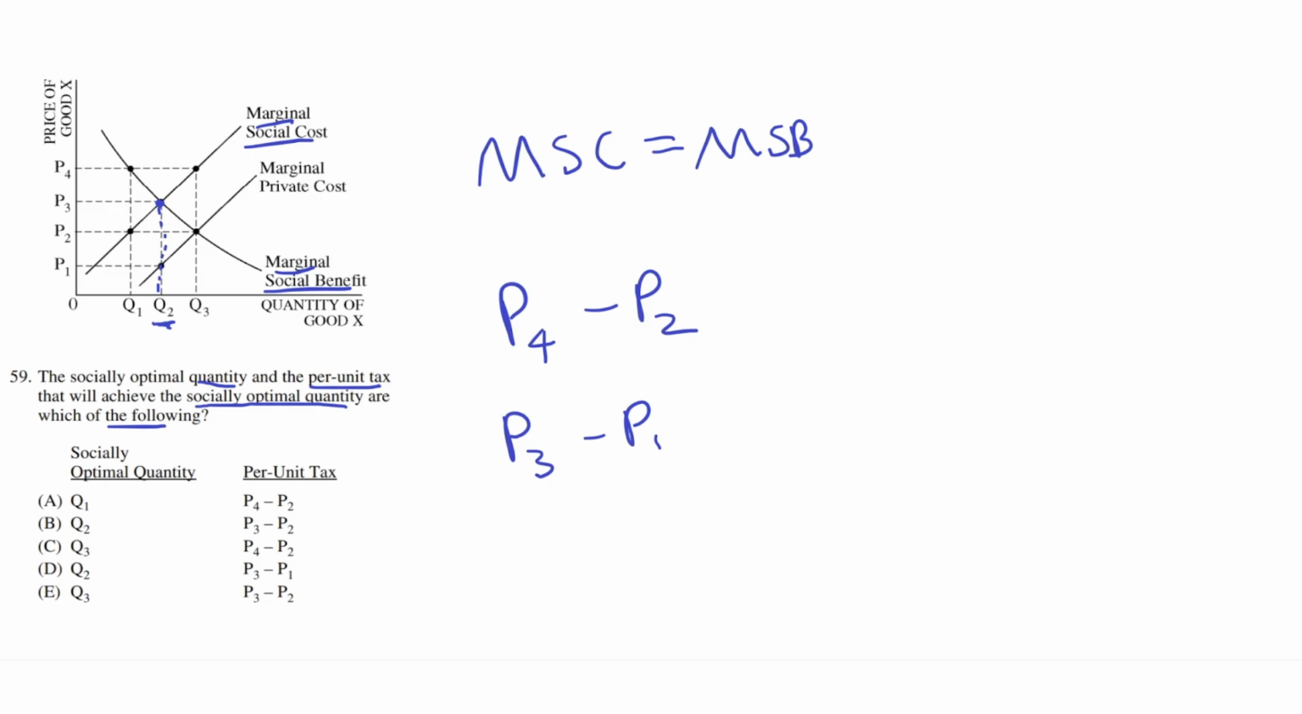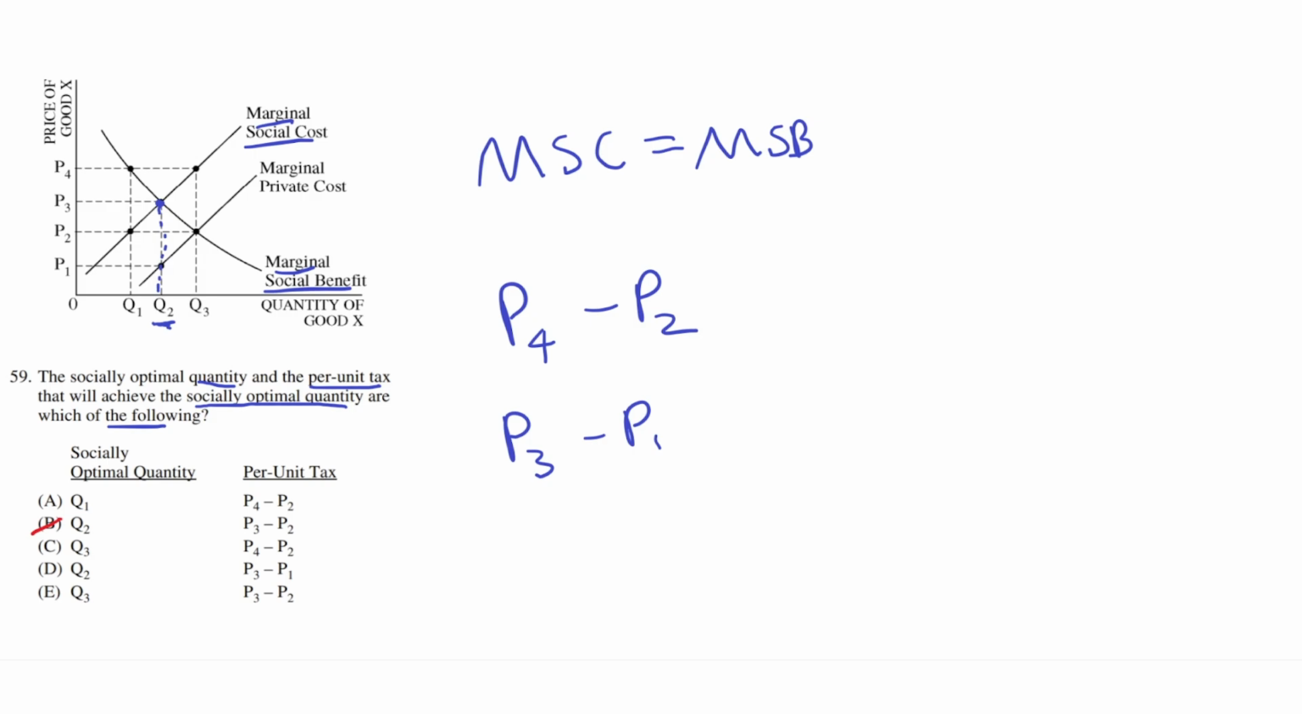So let's look at the answer choices to see which one matches this situation. We know that the socially optimal quantity is Q2, so A is wrong, C is wrong, and E is wrong, because they all say other quantities. So it's between B and D. Looking at the per unit tax, B says it's P3 minus P2, but this is incorrect, because P3 minus P2 would be only halfway down, but the per unit tax is equal to P3 minus P1, not P3 minus P2. So we can eliminate B.